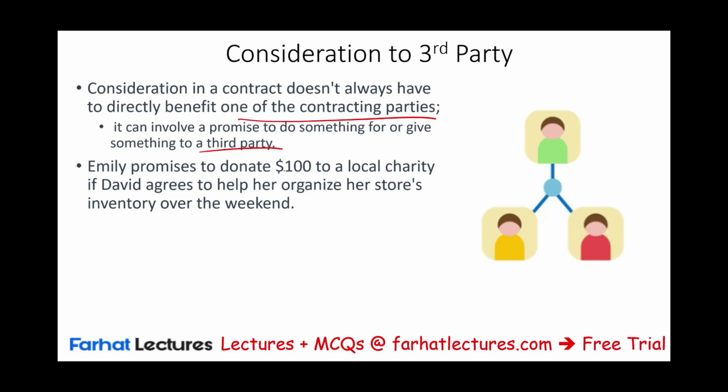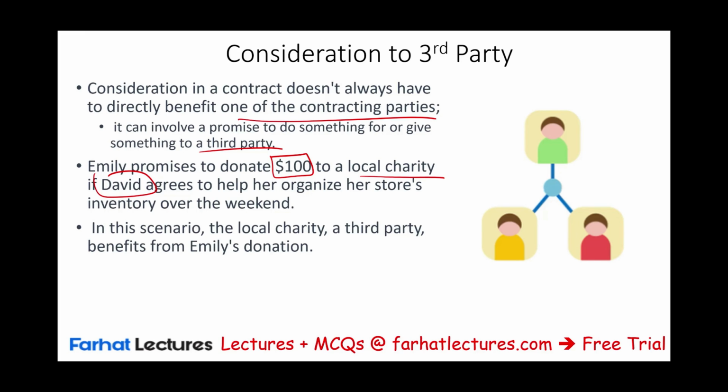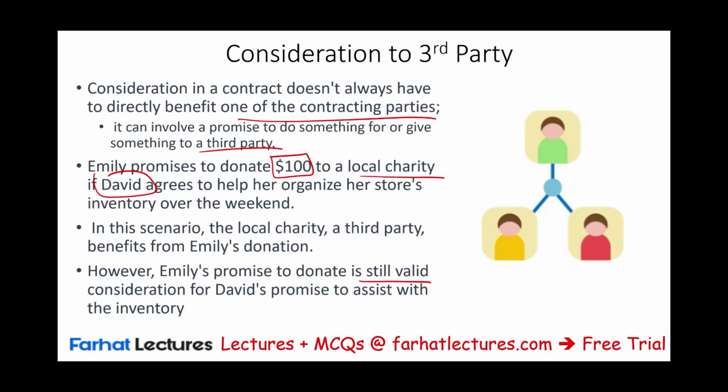For example, Emily promises to donate $100 to a local charity if David agrees to help her organize her store's inventory over the weekend. So if David agrees and says, I will help you, you've got to give $100 to a local charity. Is this a valid consideration? Yes. In this scenario, the charity, a third party, benefits from Emily's donation. However, Emily's promise to donate is still valid for David's promise to assist with the inventory. So there is a mutual agreement here. I'm giving the consideration to the local charity for David to help, and David agreed to that. It's as if Emily gave it directly to David and David gave it to the local charity. So consideration to a third party is also considered valid consideration as long as both parties agree to it.